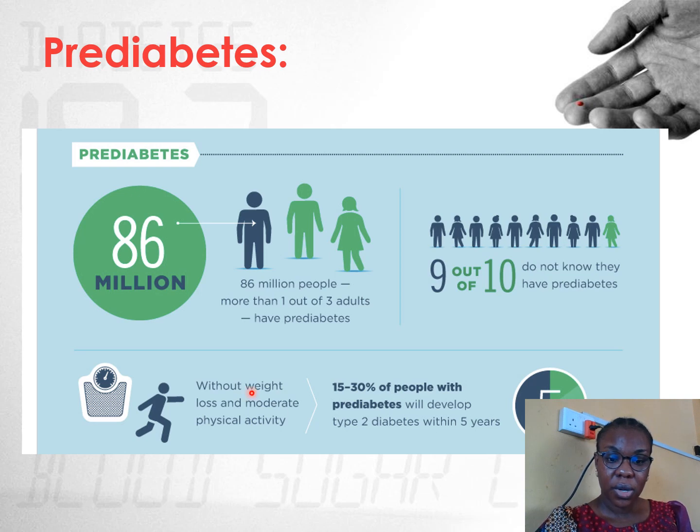So now on pre-diabetes, I already told you the glucose readings and the HbA1c reading that is expected that could make you suspect that an individual is pre-diabetic. 86 million people are said to be pre-diabetic. That's more than 1 out of 3 adults. And now 9 out of 10 of these 86 million do not even know that they are pre-diabetic. Why? Because many people are not having some checkup done. So without weight loss and moderate physical activity, 15 to 30% of these people will go on to develop type 2 diabetes within 5 years.